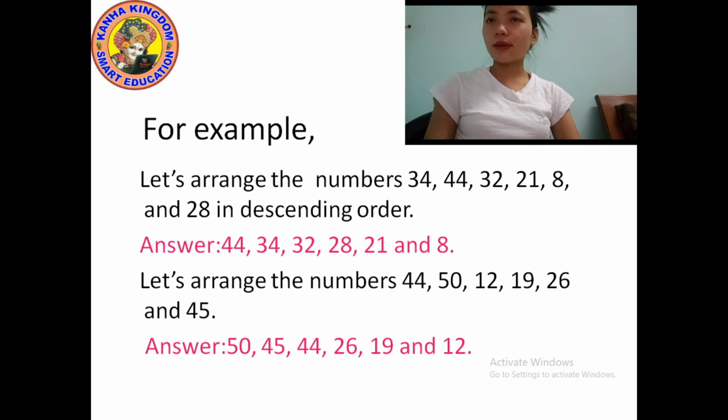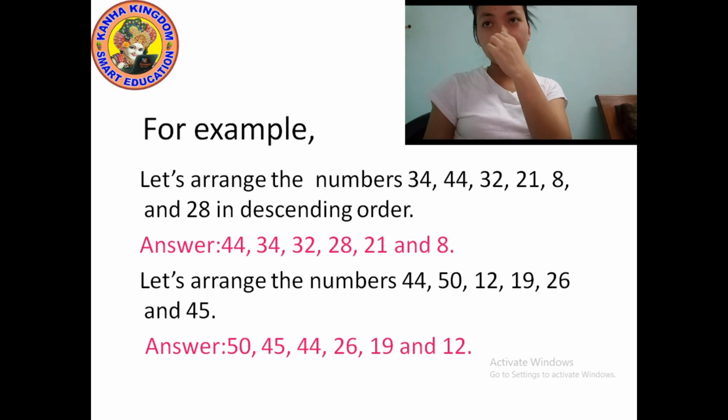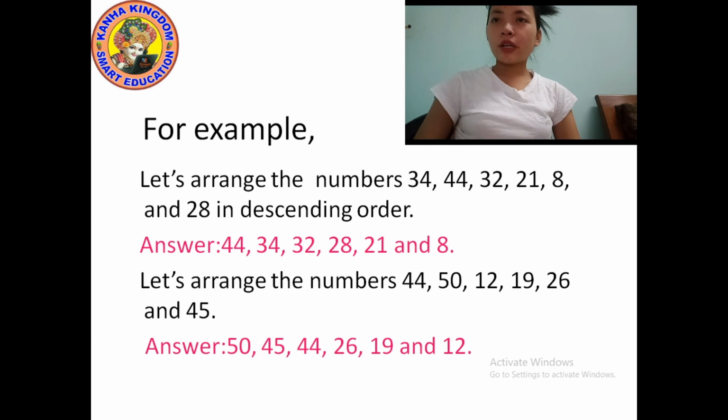From these three numbers, which number is the greatest? That is 28, right? So write 28 fourth, because 28 is the fourth greatest number of all the numbers 34, 44, 32, 21, 8 and 28. After 28, which number is greatest, 21 or 8? Obviously 21, because 21 is a 2-digit number and 8 is a single-digit number. So 21 is obviously the greater number.